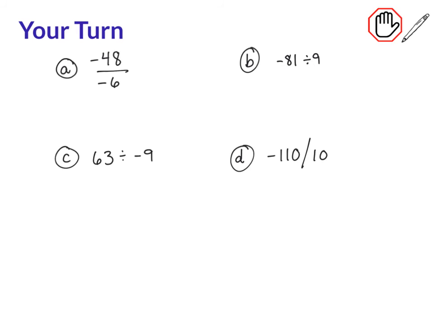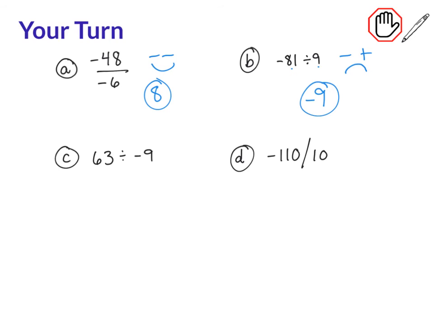Okay, -48 divided by -6. I've got 2 negatives, so my answer is going to be positive. 48 divided by 6 is 8, so it's +8. -81 divided by 9 is a negative divided by a positive, so my answer is going to be negative. 81 divided by 9 is 9, and my answer is negative, -9.